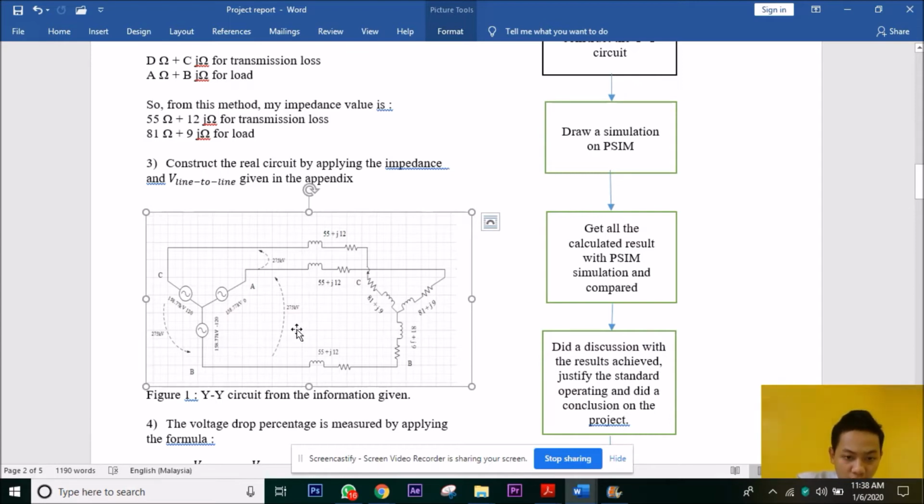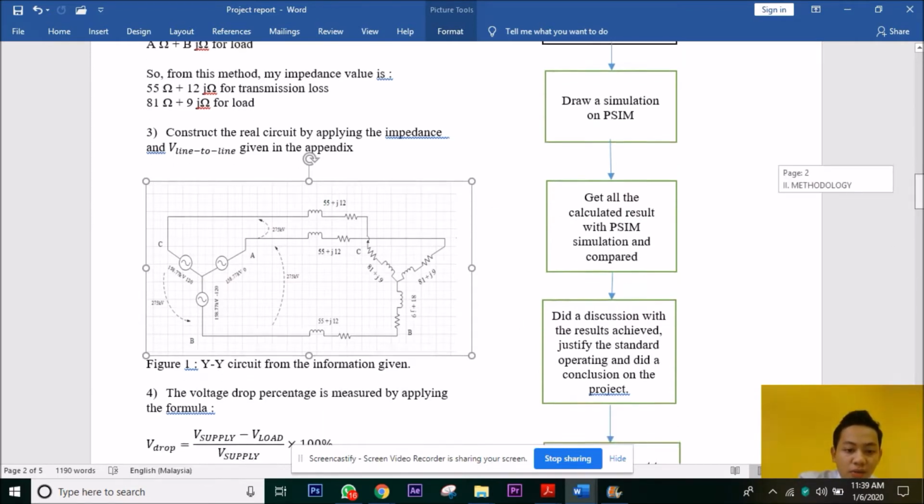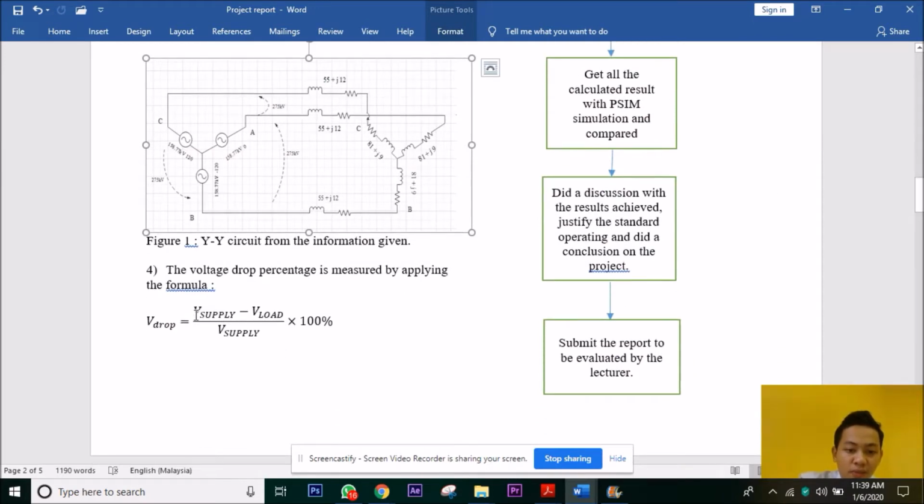The line-to-line voltage given is 275 kilovolts. So using the formula, I got 158.67 kilovolts. And then step 4, the voltage drop percentage is measured by applying this formula that was given in the appendix.